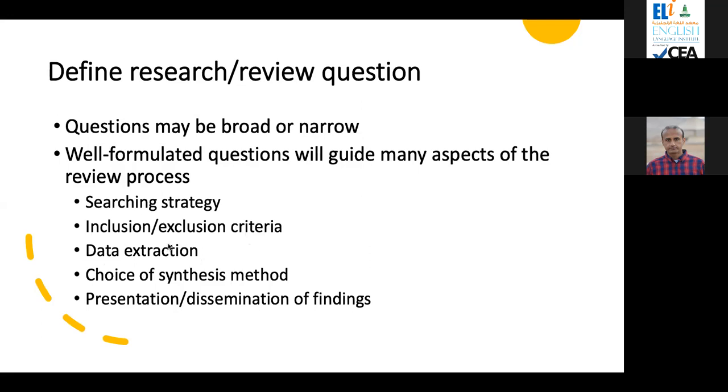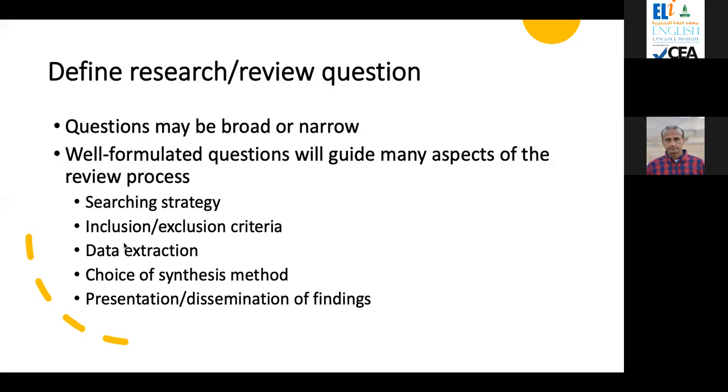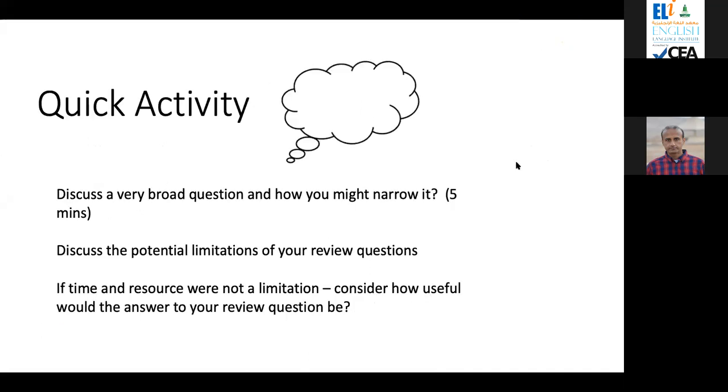Data extraction, like after taking those studies, we read and get the ideas, and then the choice of synthesis method, as we have just discussed: will it be narrative, will it be summarized, will it be compare and contrast? What method are we interested in? Presentation, dissemination of findings, of course that would be the final product, where we put the ideas on paper and then get it published. So this is basically the idea behind that.